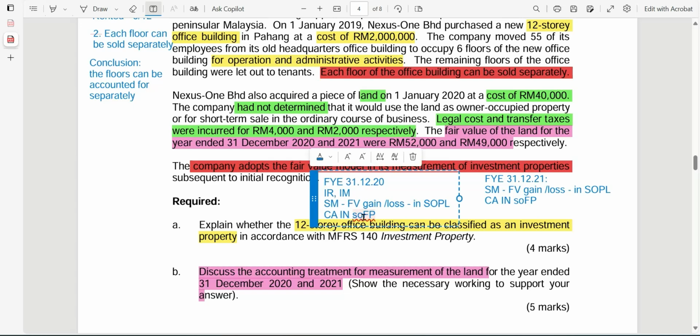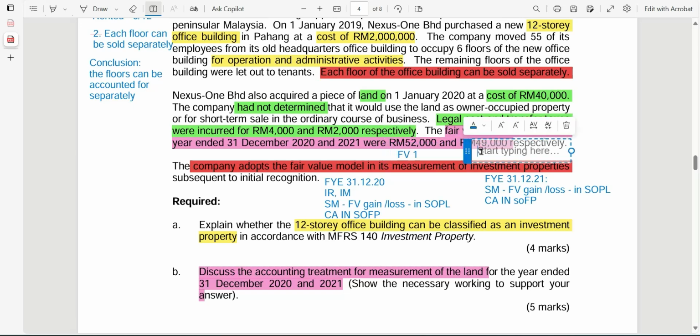Right. So if you check the information given, there are fair values given for 2 years. The first one here, you can see, is on 31st of December 2020. This one is fair value 1. This fair value 1 will be compared with the cost, which is the carrying amount. The next one is fair value 2, which is on the second year.